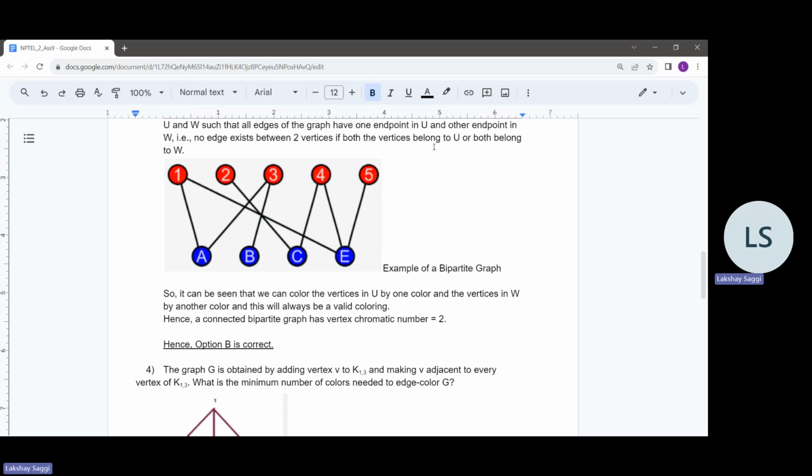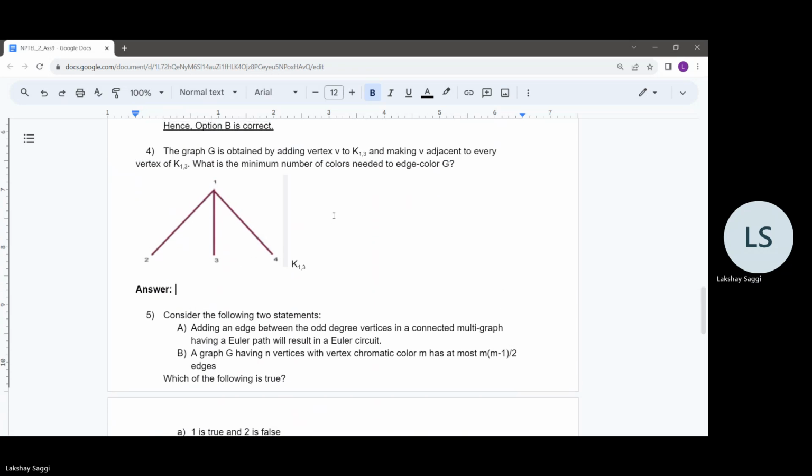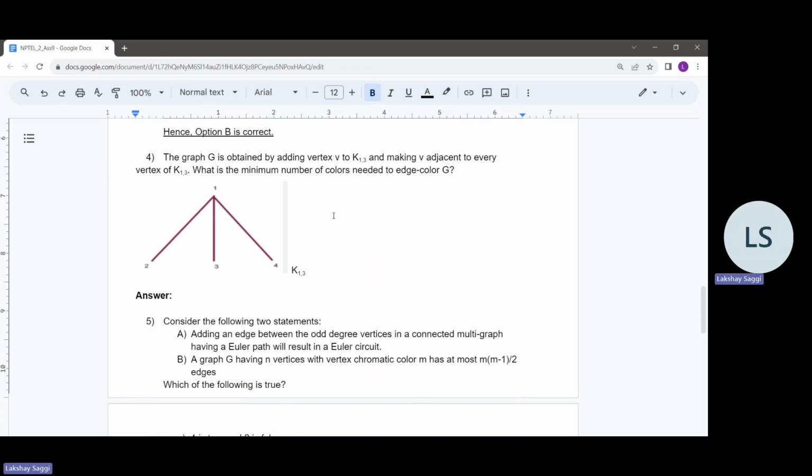Like in this bipartite graph, we can see that vertex coloring is always 2, but edge coloring can be a lot more than 2. So in general, just keep this in mind that edge coloring is a lot different from vertex coloring. So this was the graph which we were initially given, K13, and then we added a vertex V and made V adjacent to every vertex of K13. So after this, the image will look something like this.